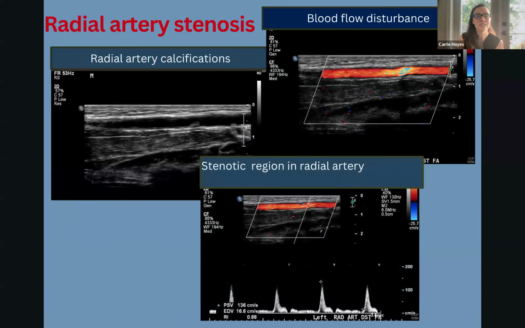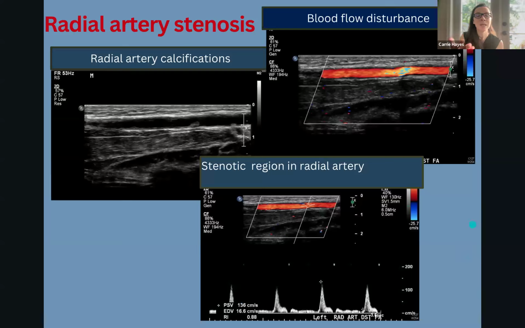Radial artery stenosis. So I put this in. I thought it was interesting. You can see in the picture here a little bit of the calcification. We put the color on, and you can see it is causing disturbance of the color here, and then actually sampling in that area to see how relative that stenosis might be from the calcification.